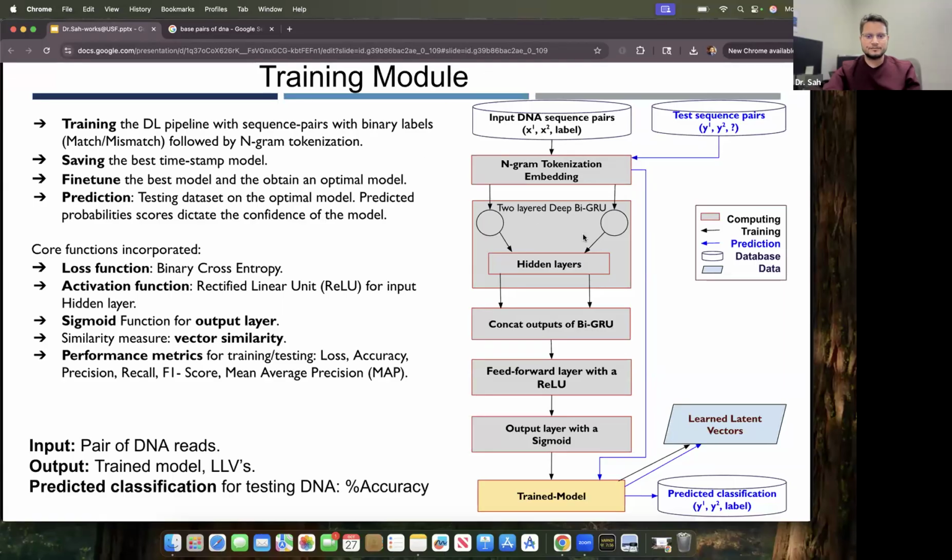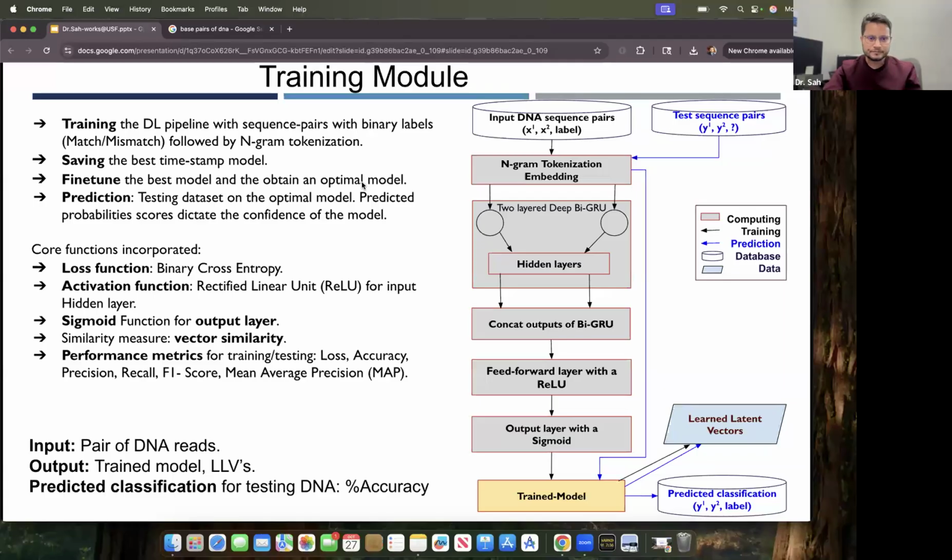The model training is always followed by the embedding, and then two layers of bidirectional gated recurrent units, which is the core element of this training part. And you might ask me why we need a bi-GRU.